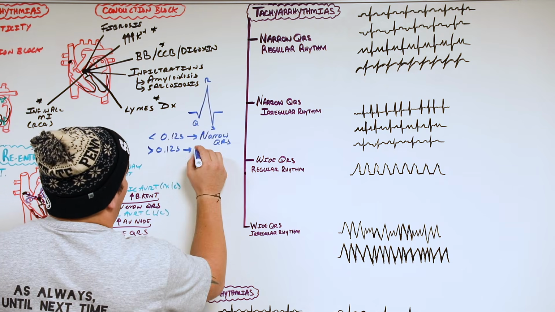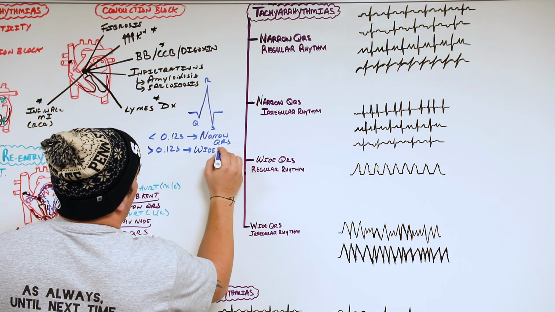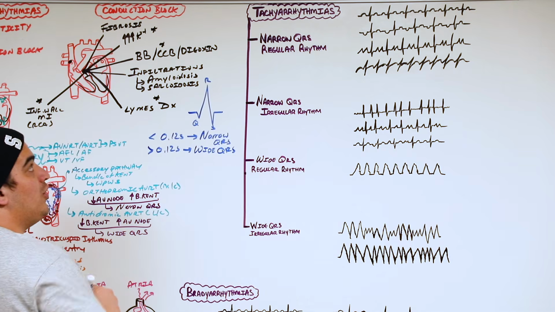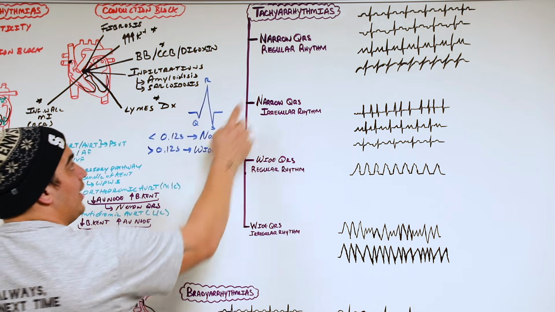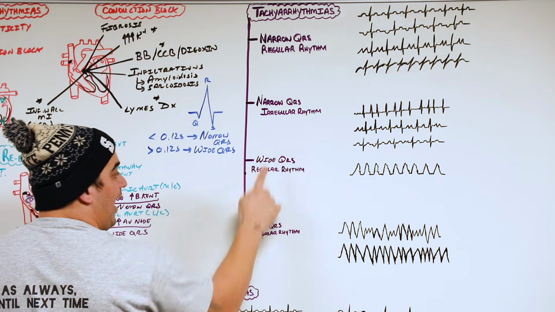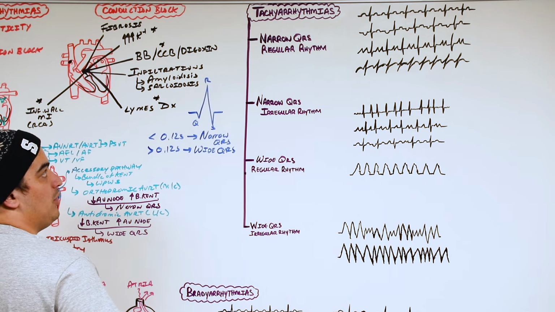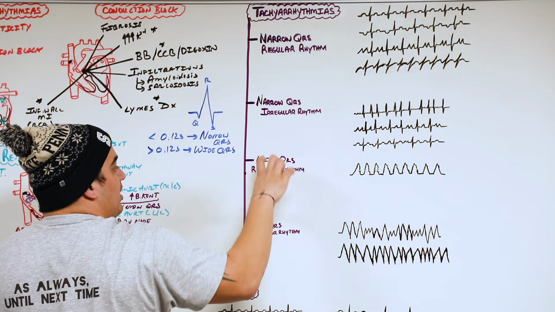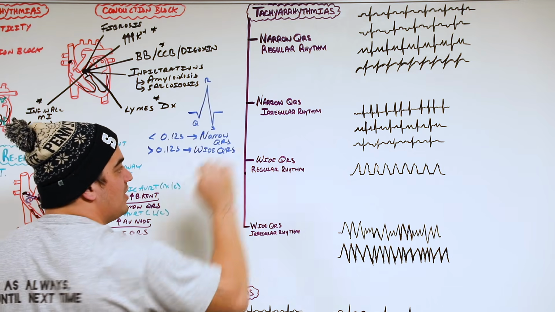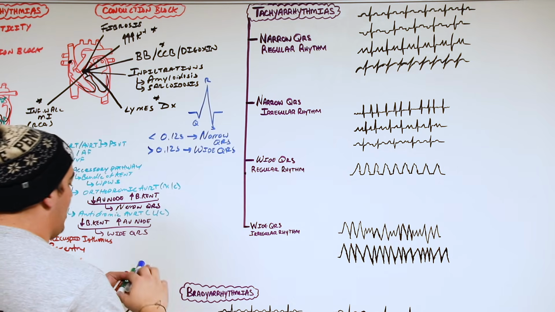So because of that, that produces a wide QRS complex. So too fast, narrow, wide. Now I have my narrows and I have my wides. Well, what's the difference between these? Well, now I can categorize these, but now the next thing is, is it regular or is it irregular? How do I determine that?